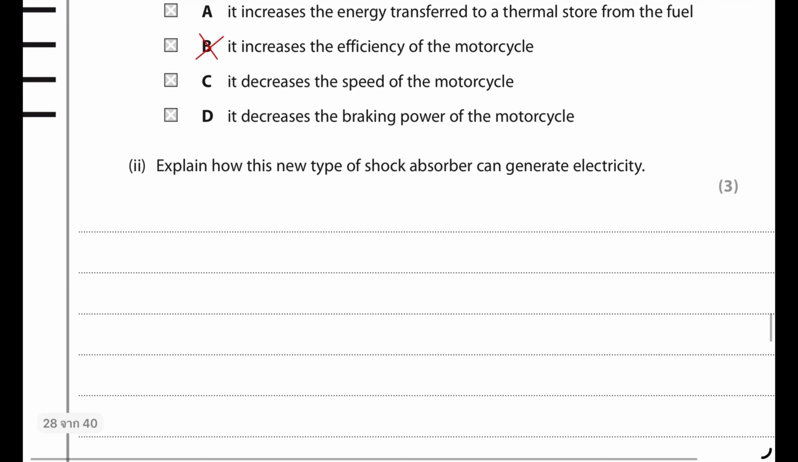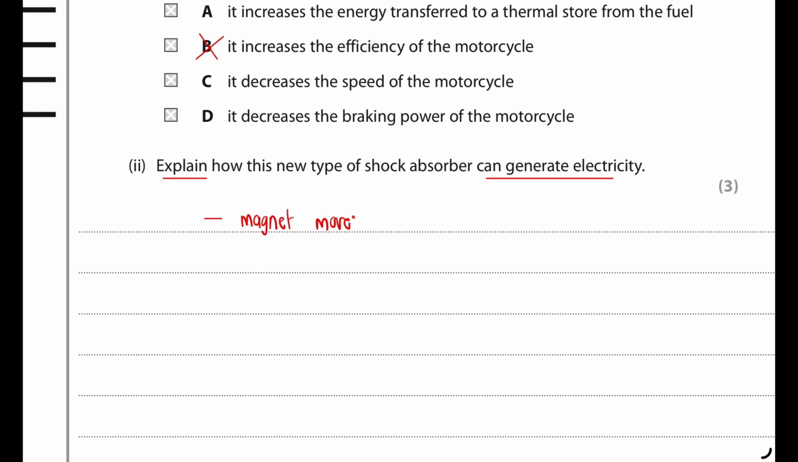Then question II. Explain how this new type of shock absorber can generate electricity. So the first one is magnet moves through coil. And then coil cutting magnetic field lines.